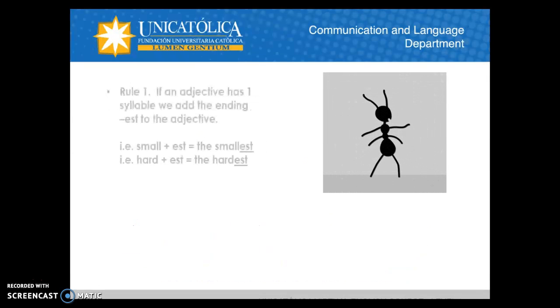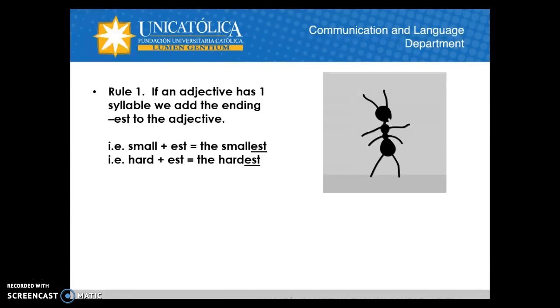Look at the picture. Rule number 1: if an adjective has one syllable, we add the ending est to the adjective. So we have the adjectives small and hard. You just add est. So small is smallest. Hard, hardest. According to the picture, the ant is the smallest.